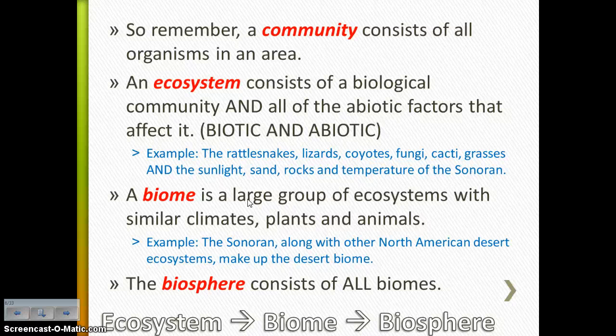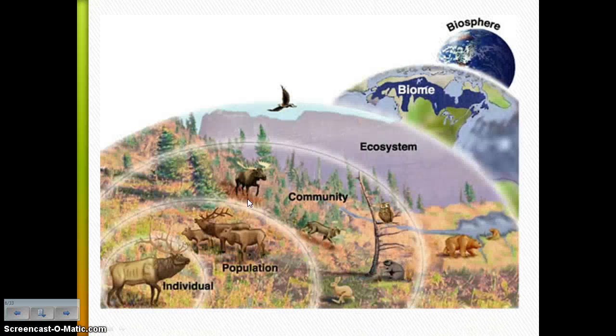And then we have all the similar ecosystems in the west portion of North America that are going to make up the desert biome. So a biome is a large group of ecosystems with similar climates, plants, and animals. And then of course all the biomes together, that's everywhere there is life, so that makes up the biosphere. And there's a picture showing you that we're going from smallest to largest.